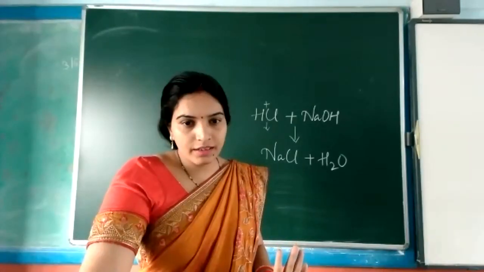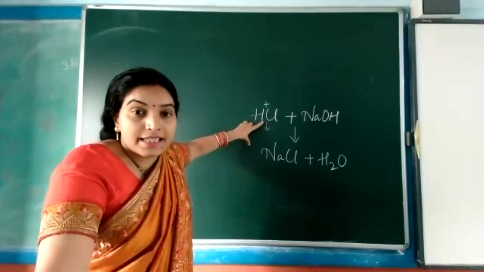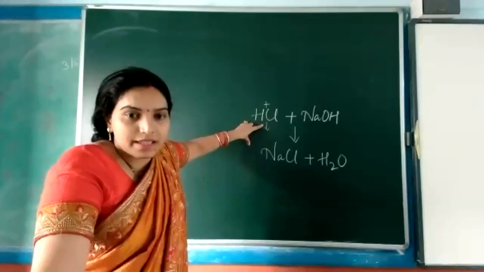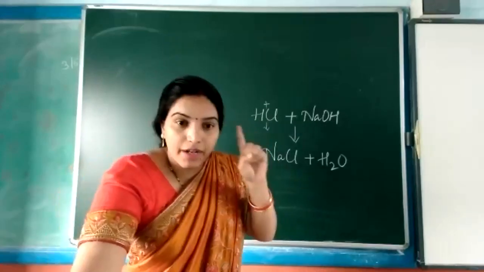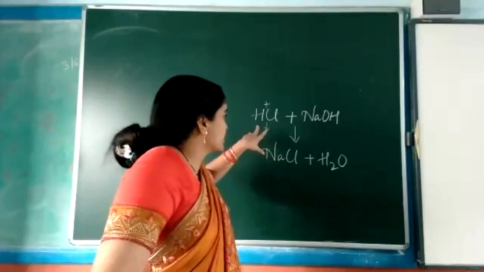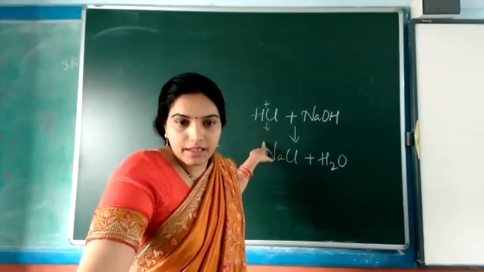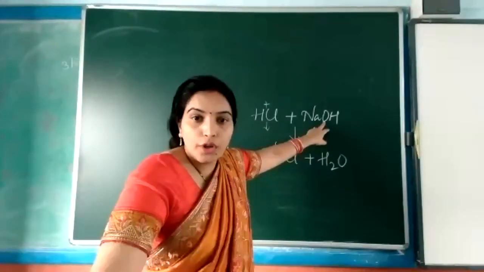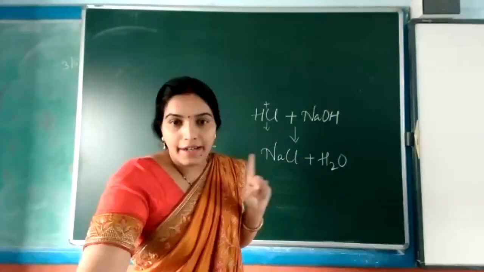Clear to everyone? But see here, just here I have considered HCl, that is monobasic. Monobasic means having tendency to produce only one H plus ion. One molecule of HCl having tendency to produce only one H plus ion. So this one is monobasic acid. Clear? Here sodium hydroxide, monoacidic base, because having tendency to produce only one hydroxyl ion.